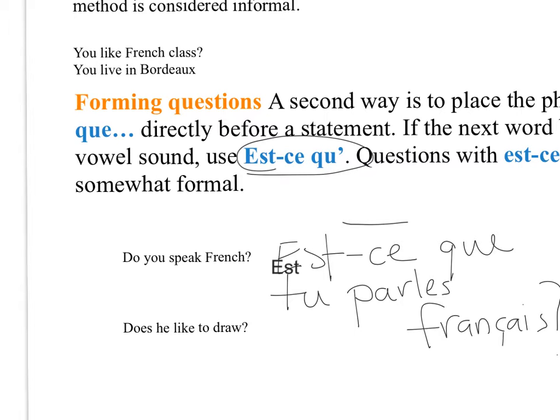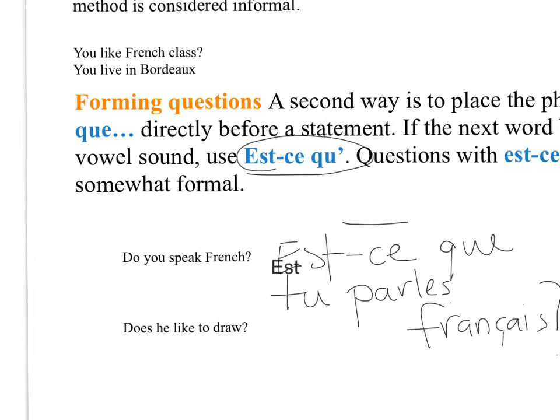So you place the est-ce que in front of the declarative statement. Tu parles français, which means you speak French. Make sure you conjugate your verbs in here. So est-ce que tu parles français is do you speak French? That's the second section in here. I'm sorry, I skipped the first one. We'll come back to that later.